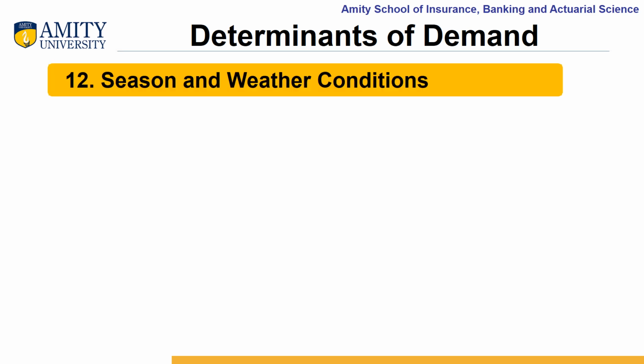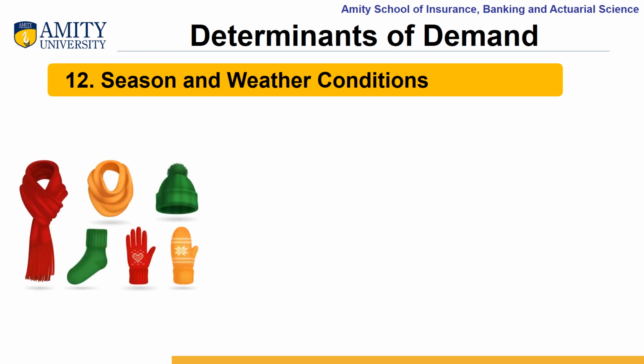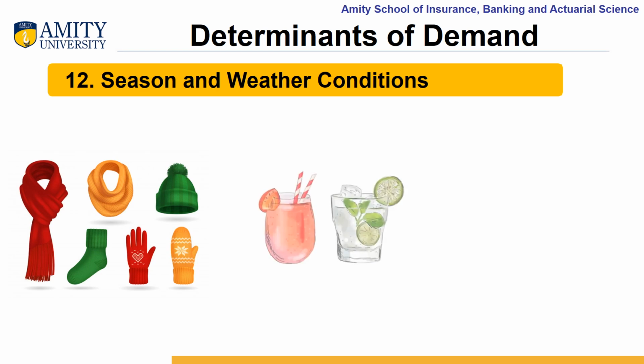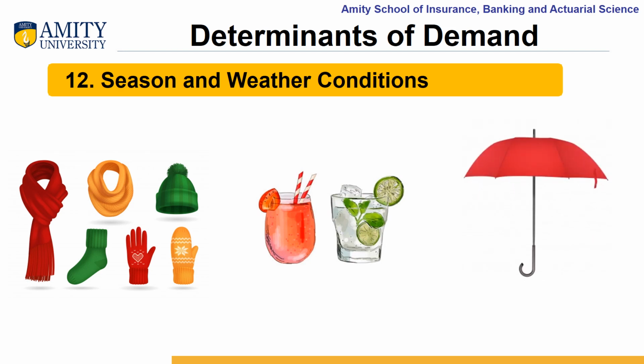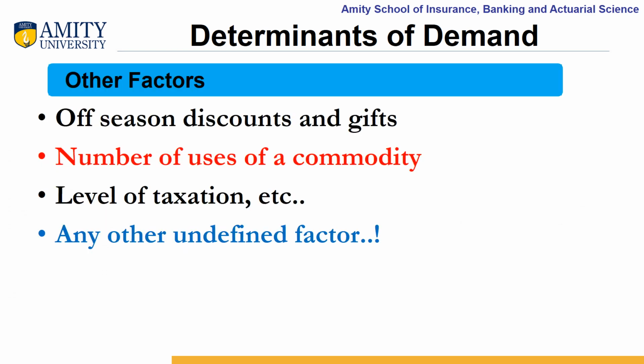Season and weather conditions also affect the demand. It is generally observed that the demand for woolens increases during winters, whereas demand for ice creams and cold drinks increases during summer. Similarly, market demand for umbrellas and raincoats increases during the rainy seasons. There are other factors also which may affect the demand of the commodity, like off-season discounts and gifts, number of uses of a commodity, level of taxation in an economy, and any other undefined factor. So the changes in these factors also change the demand of the commodity.